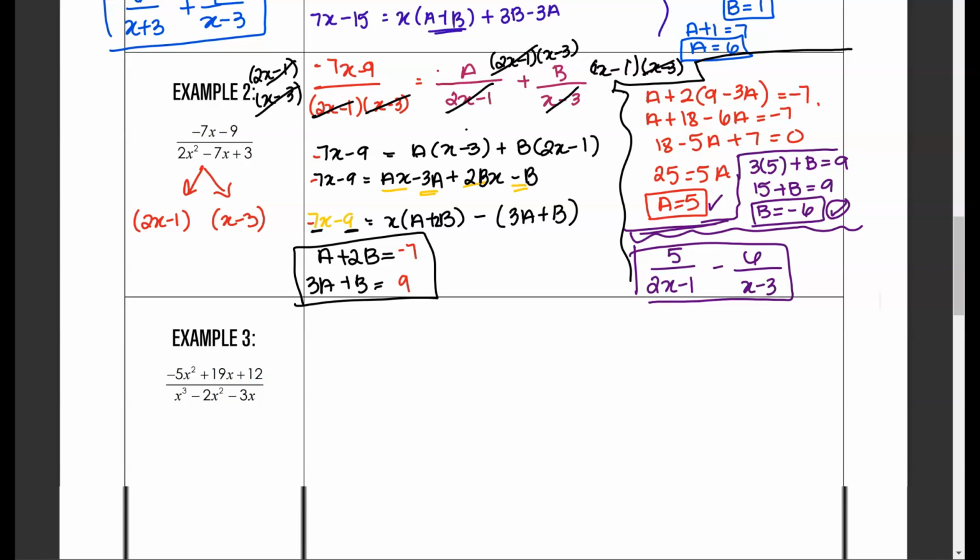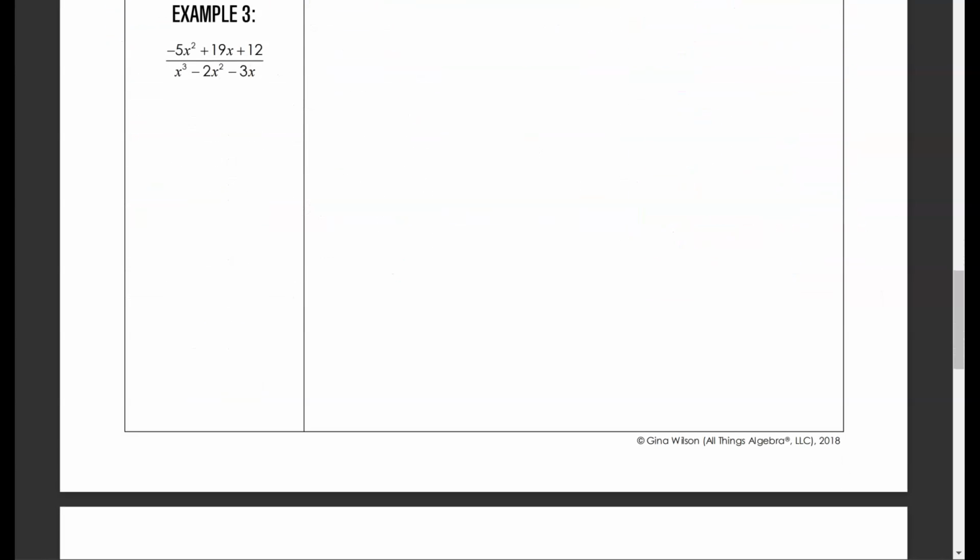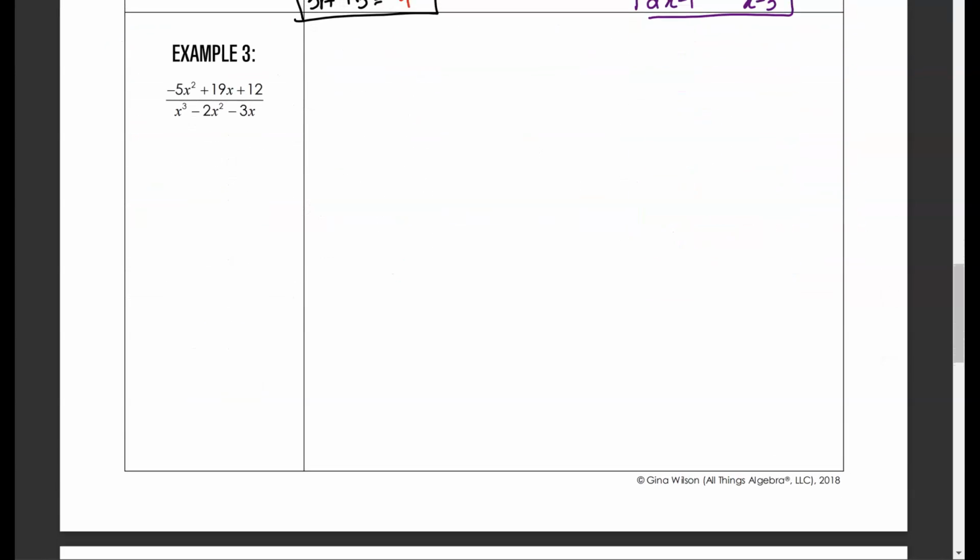I do want to take a moment to look at example 3 here because it's a little bit more involved and a lot more complicated. I don't think I have enough space here to go through the entire example. But we're going to start off doing the same thing that we have before. Let's go ahead and factor this.